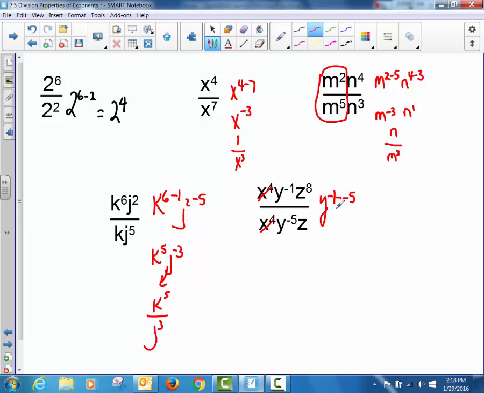And see, that changes everything because that's going to be y to the negative 1 plus, because a minus minus makes plus. And then we've got z to the 8 minus, and when there's no exponent there, there's a 1. So that gives us y to the 4th, z to the 7th.